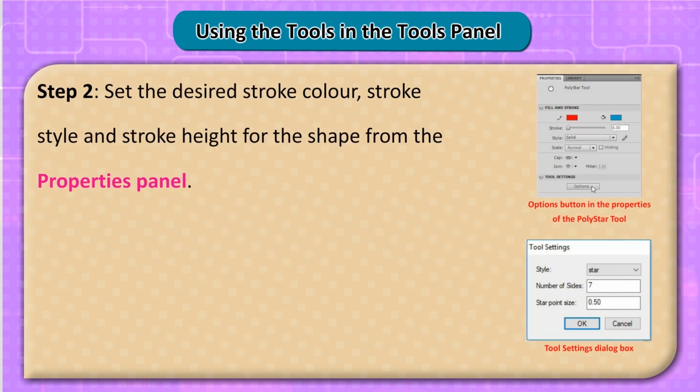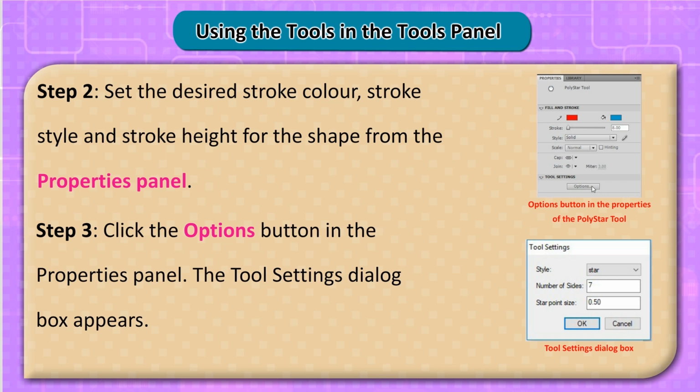Step 2. Set the desired stroke color, stroke style and stroke height for the shape from the Properties panel. Step 3. Click the Options button in the Properties panel. The Tool Settings dialog box appears.